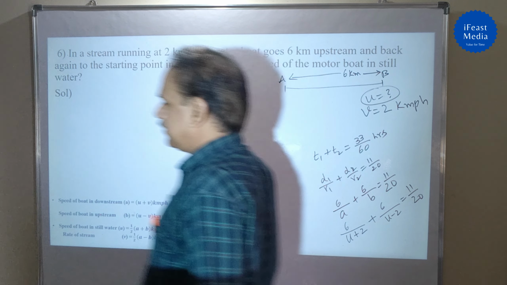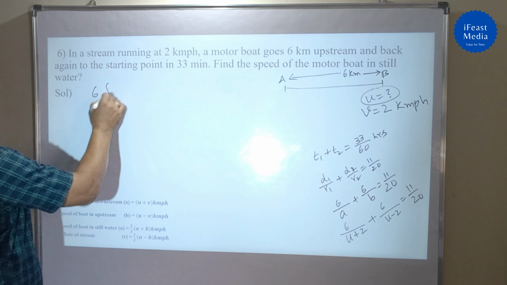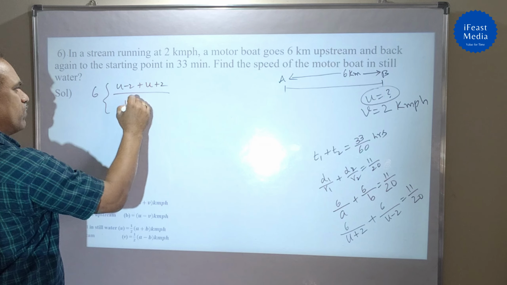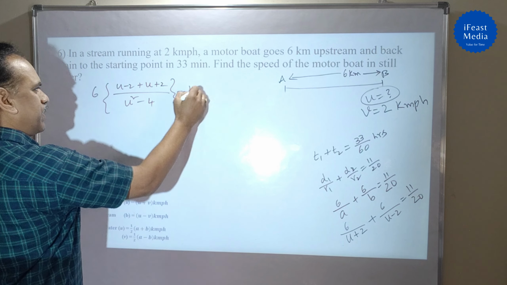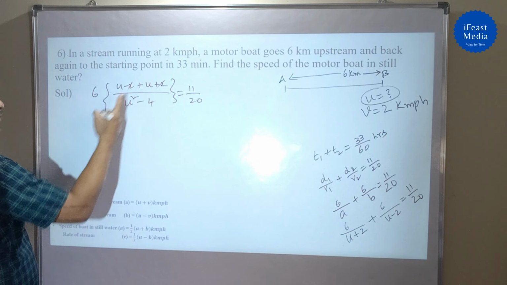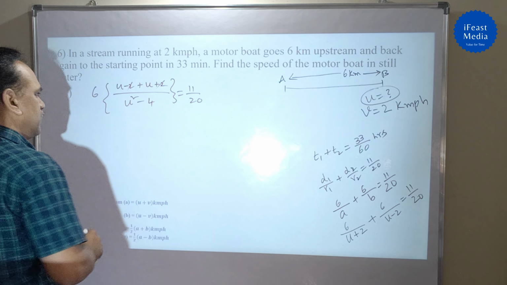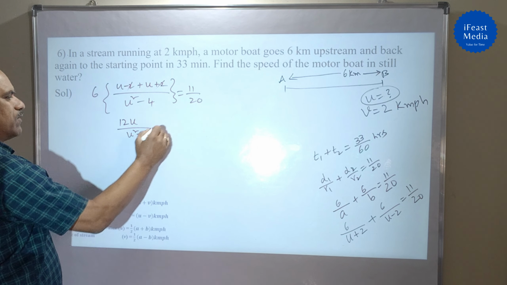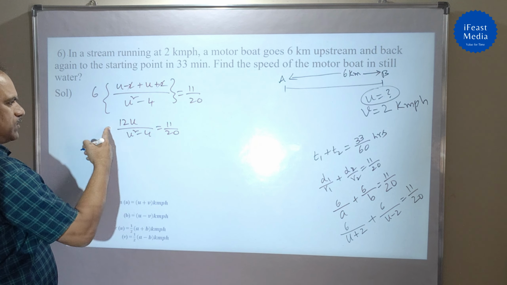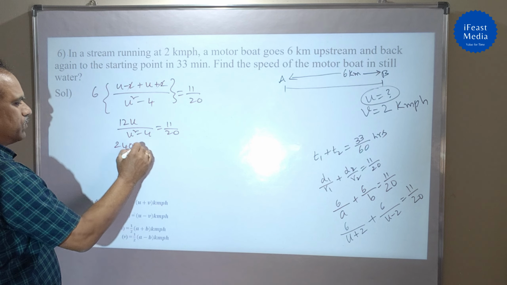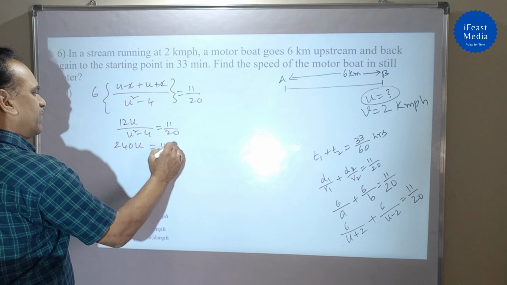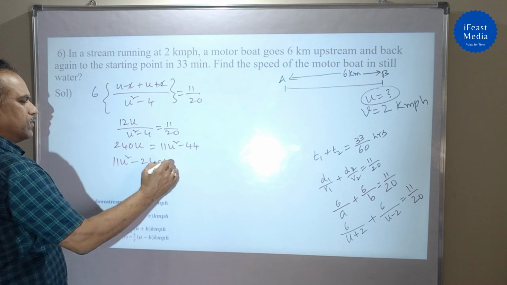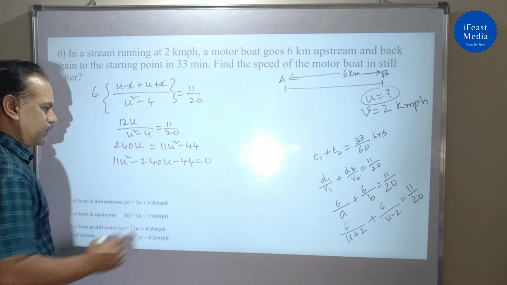So you take 6 common, it is U minus 2 plus U plus 2 by U square minus 4 is 11 by 20. 2U into 6 is 12U by U square minus 4 equal to 11 by 20. It is 240U equal to 11U square minus 44. 11U square minus 240U minus 44 equal to 0.